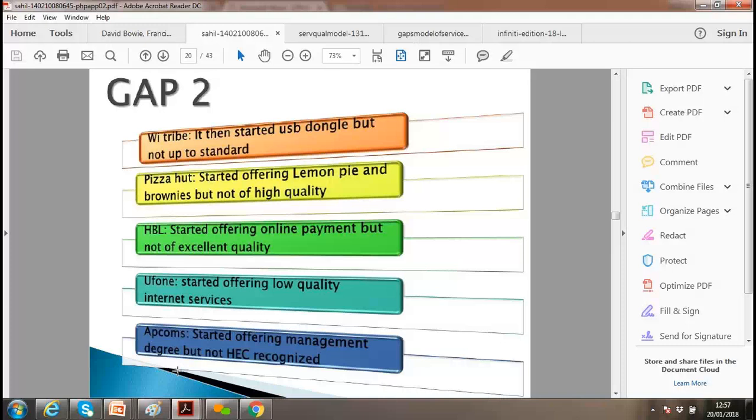Then Upcom started offering management degrees, but not recognized. You can do a management degree anywhere. So we're not looking at what type of organization or in which type of area the management degree is required. So these are the questions for some organizations. So still they have a gap there, gap two.